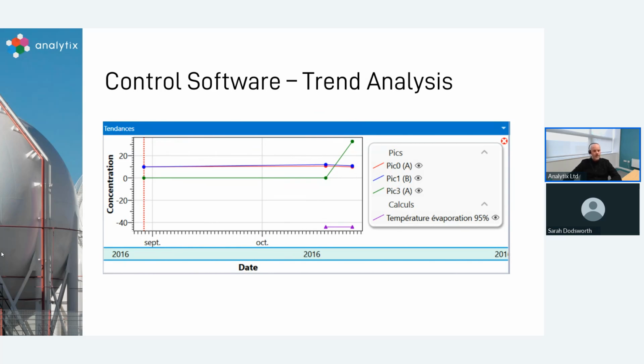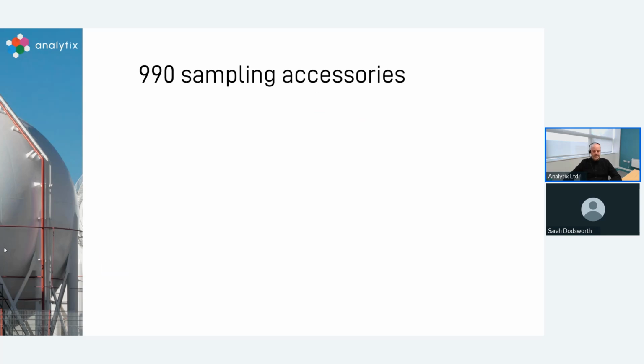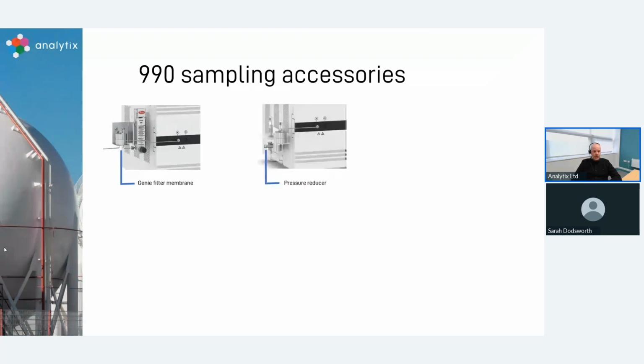In terms of sampling accessories, the more common ones here we supply. The first one we're looking at is a Genie filter, and this is really to protect the analytical column against residual moisture and particulates. Obviously, we want to condition our sample so it's dry and non-condensing before it's coming in, but the Genie filter will capture anything within there via a membrane, and then it will feed into the pressure reducer.